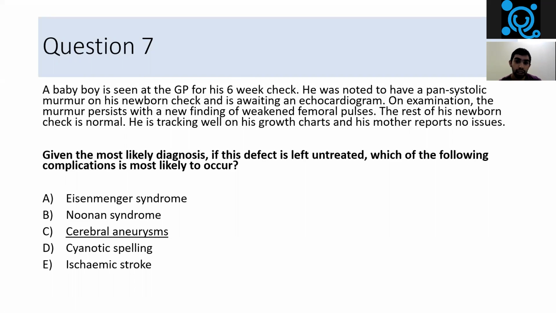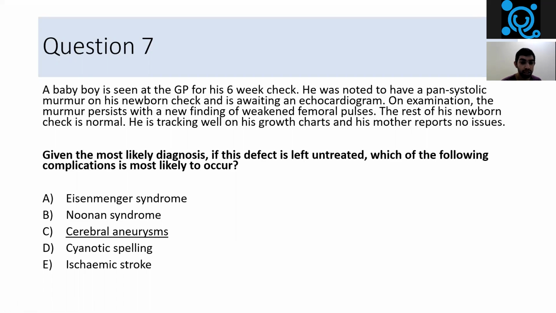Okay. So if you come across a baby with weakened femoral pulses, the key thing to think about is that they might have, or probably do have, coarctation of the aorta. Okay. So that's our baseline. So that's the clinical information you need to extract and synthesize from the stem. Now, going on from that, the question is asking, if the defect is left untreated, which of the following complications is most likely to occur?